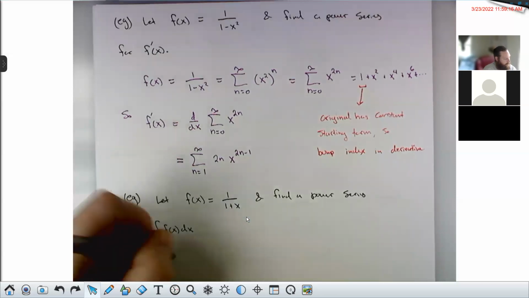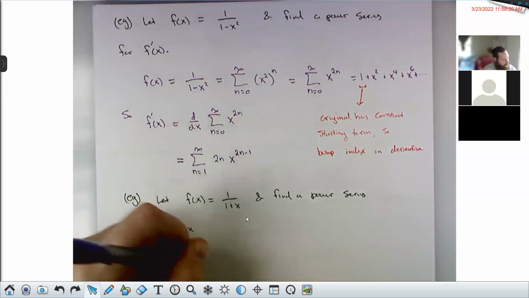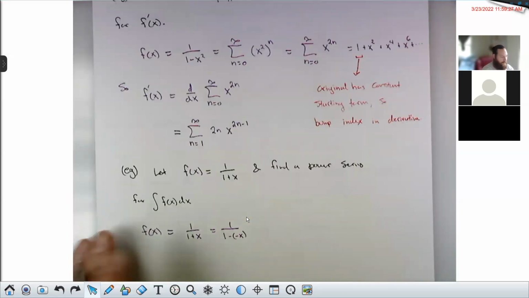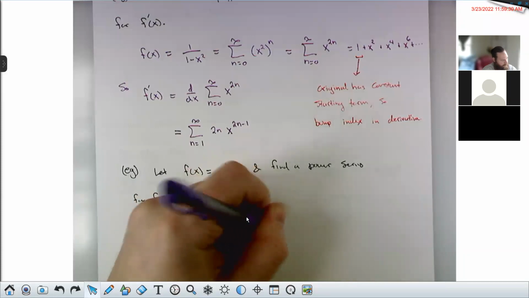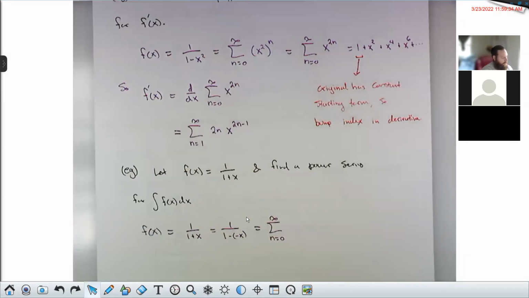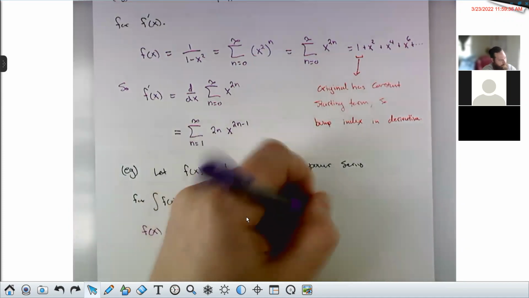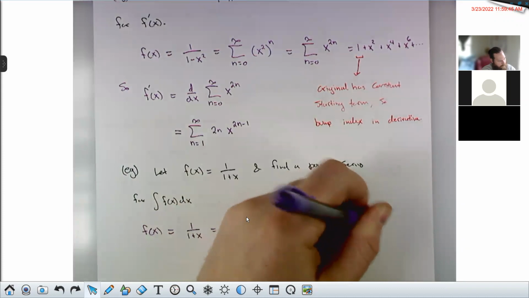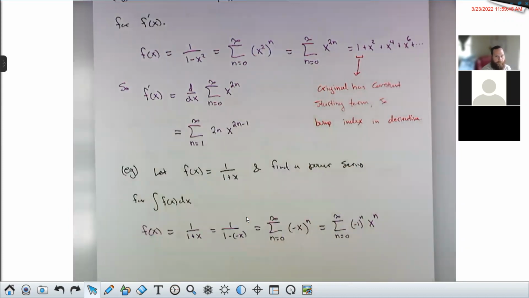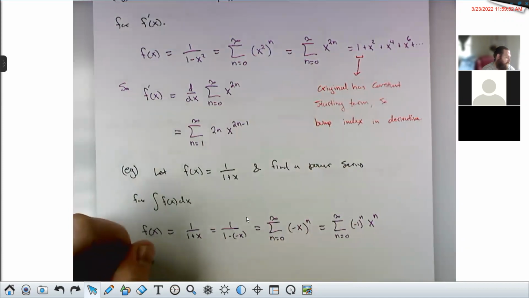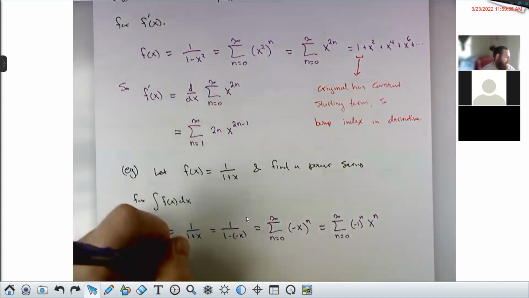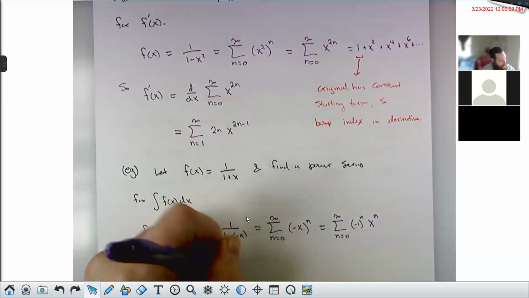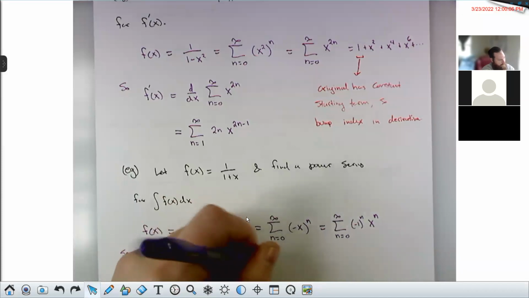We begin by saying here that f of x is 1 over 1 plus x, which is 1 over 1 minus negative x. So using my geometric series trick, this is sigma n equals 0 to infinity, x to the n, which is sigma n equals 0 to infinity, negative 1 to the n, x to the n. So the integral of f of x is the integral of this series dx.